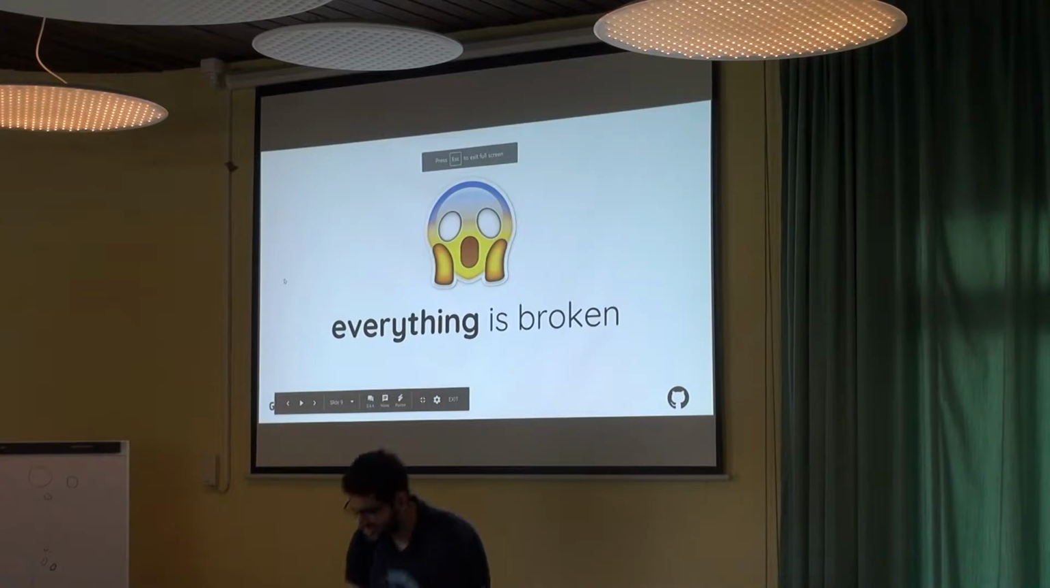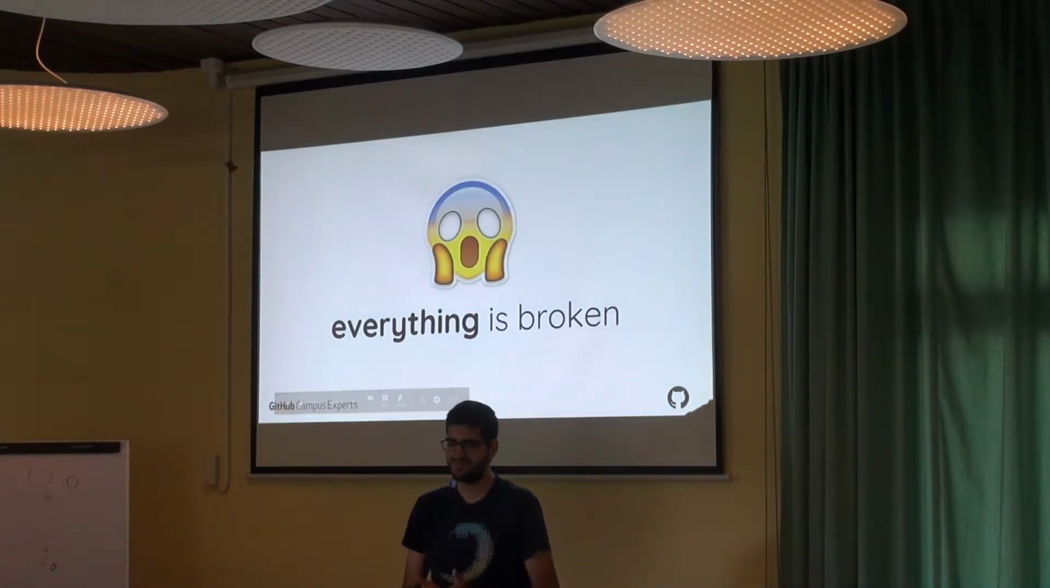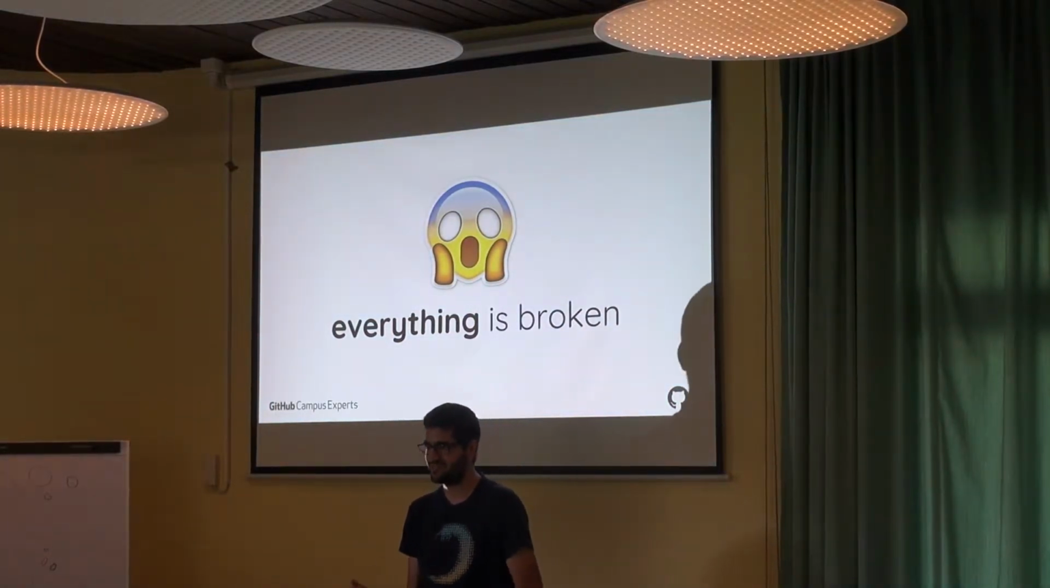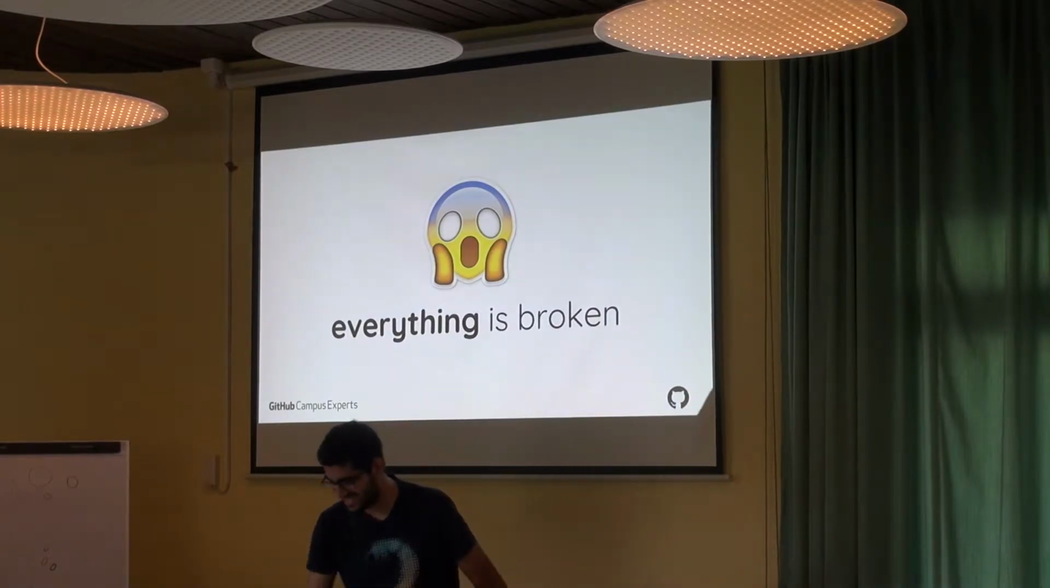Okay, so now I'm going to be talking about what happens when, so this is a simple case where you've got a merge conflict, but what happens when everything is broken? There are some more powerful tools that Git has.